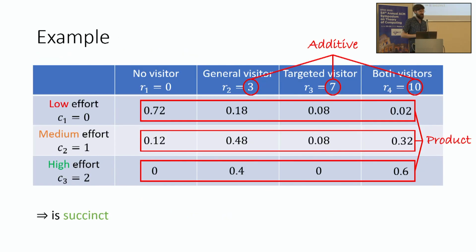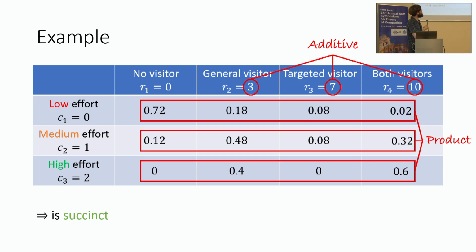Let's make this picture that Inbal was alluding to earlier a bit more concrete. This is how it could look on paper. This is the marketing expert example. In this case, the marketing expert can put in three levels of effort: no effort or low effort, medium effort, high effort. This has costs c_i being 0, 1, and 2, so higher effort, higher cost. And then we have possible outcomes: either no visitor comes, a general visitor comes, a targeted visitor comes, or both visitors come. Notice this set structure here, right? It's either one or the other or both.